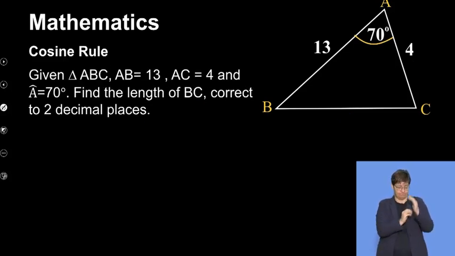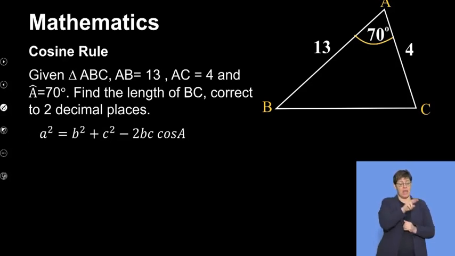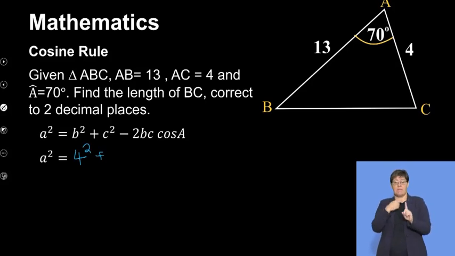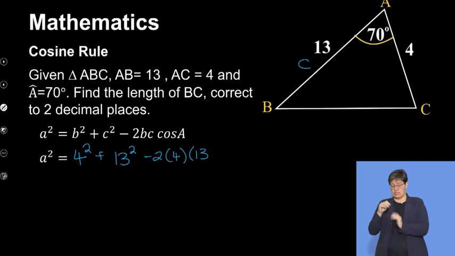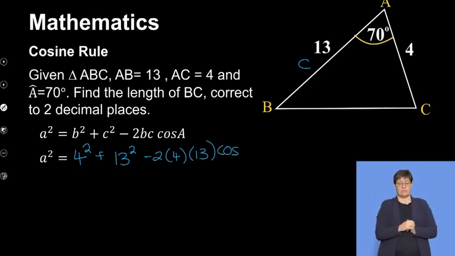Let's write that in. So that's the statement we're starting off with. a squared will equal little b squared, which is 4 squared, plus c squared, which is 13 squared, minus 2 times 4 times 13, and we start off with the angle that's across from little a. That is the angle we're given, the included angle, 70 degrees.